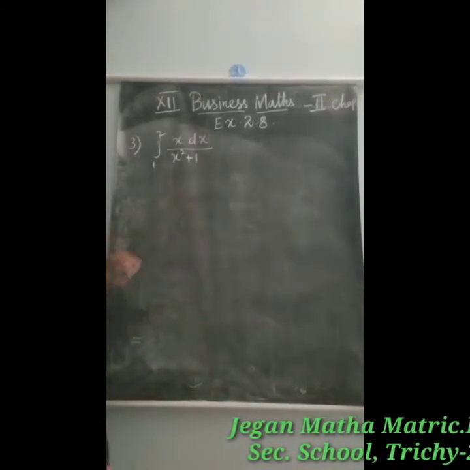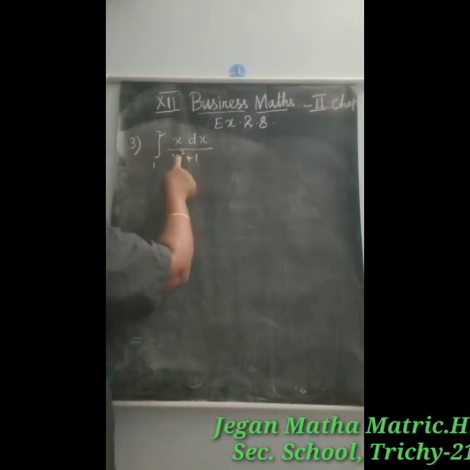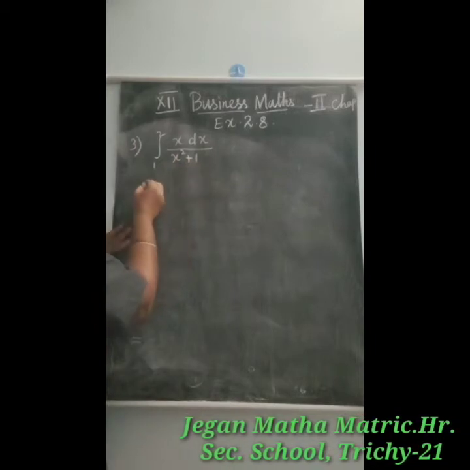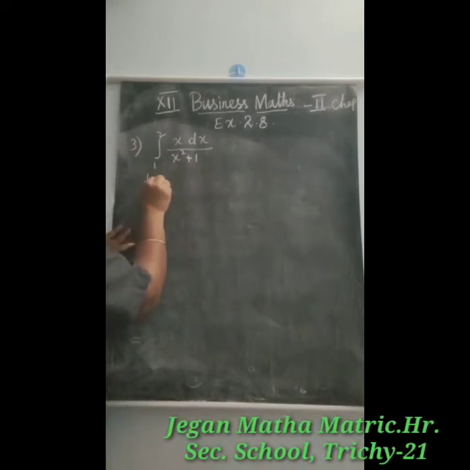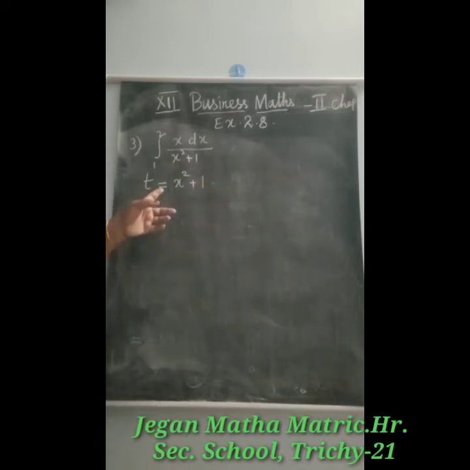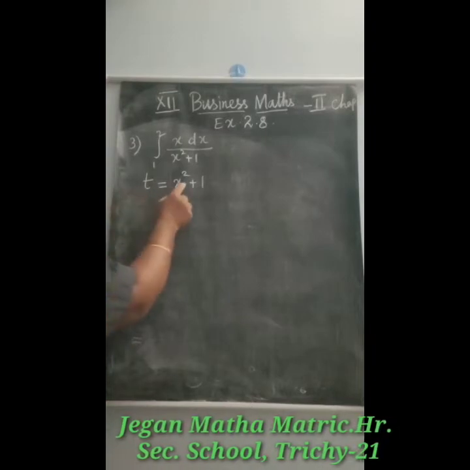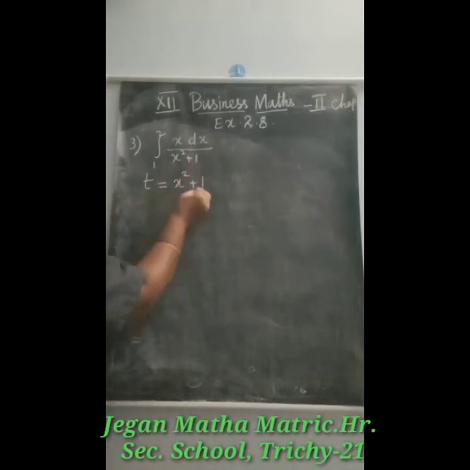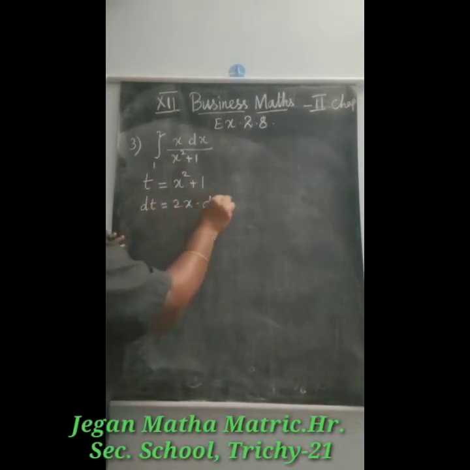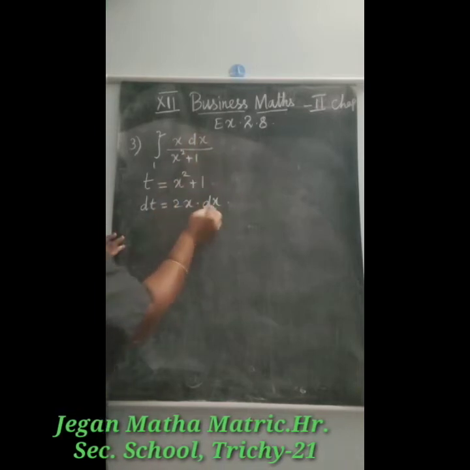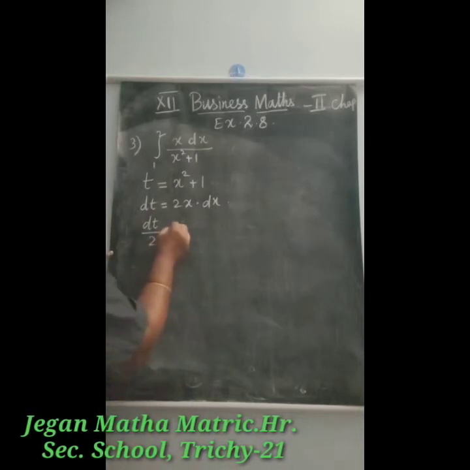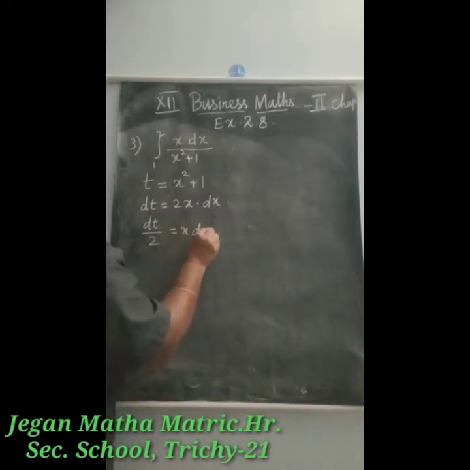Next, the third question is the integral of 1 to 2 of x into dx divided by x squared plus 1. This x squared plus 1 means you have to use the substitution method. Let us consider t is equal to x squared plus 1. Let us differentiate this one. We will get dt is equal to 2x into dx. Here only x into dx is in the numerator. So dt by 2, this 2 goes into the denominator, dt by 2 is equal to x into dx.